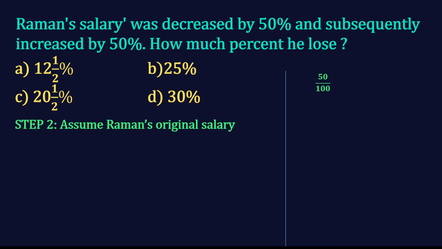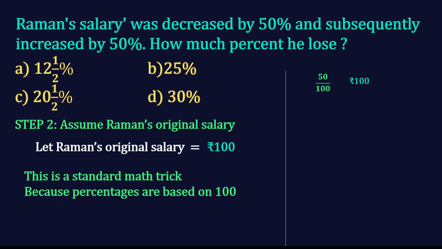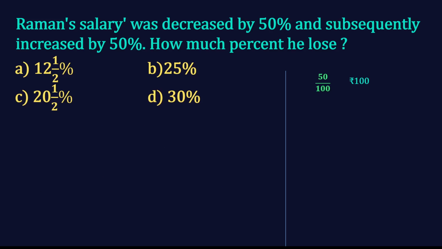Now, we need to assume Ram's original salary because from the question, Ram's salary is not given. So we can just assume. So I can say let Ram's original salary equal 100 rupees. So that would be 100. This is one of the standard metrics because percentages are based on 100.